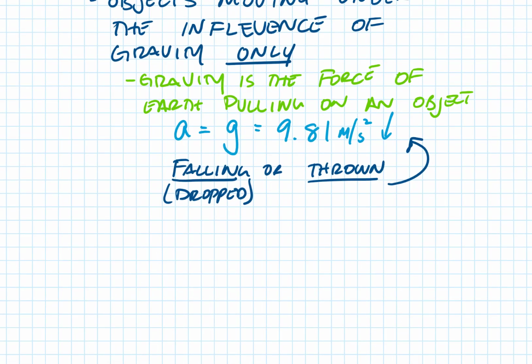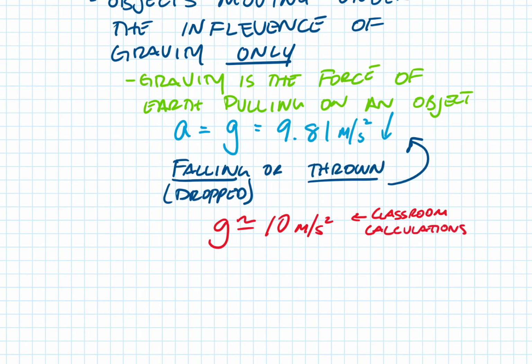Now, about that number, it's 9.81, but it's really close to 10 meters per second squared. So for classroom calculations, this one's fine. It's 1.9% off of 9.8. So it's not that big of a difference, and it makes classroom calculations easy because you're multiplying by 10.